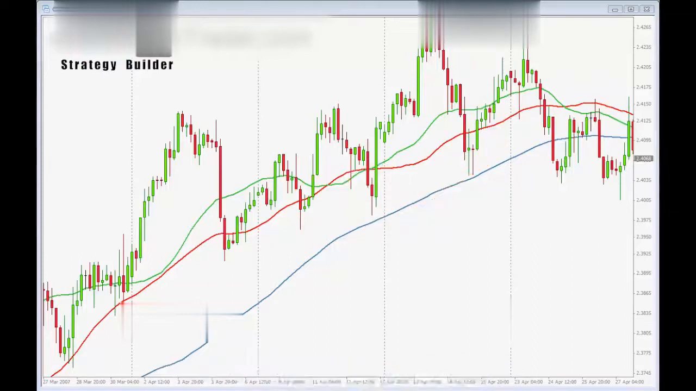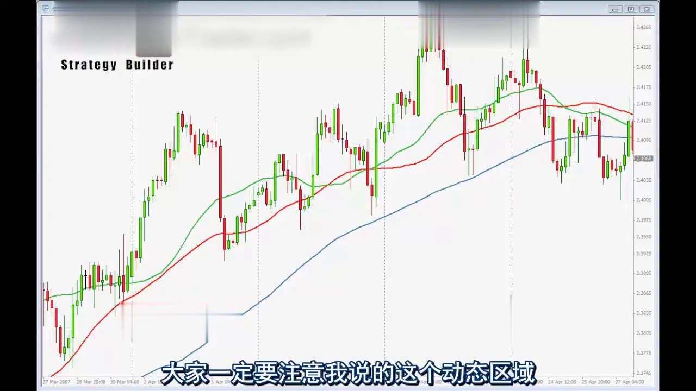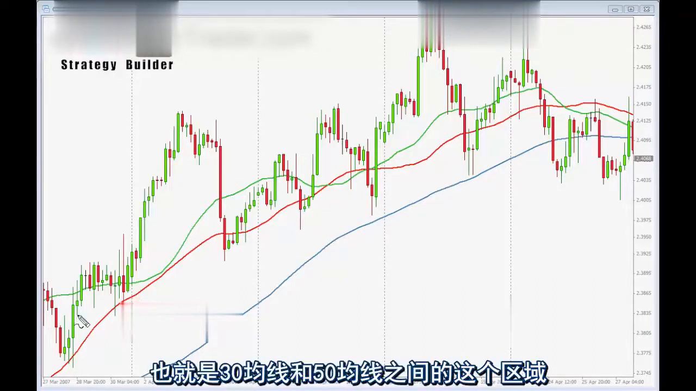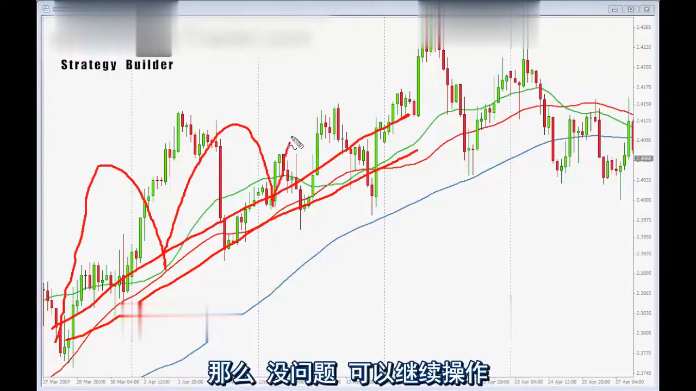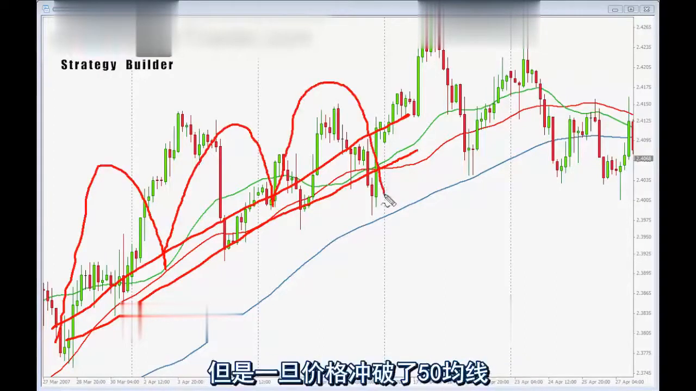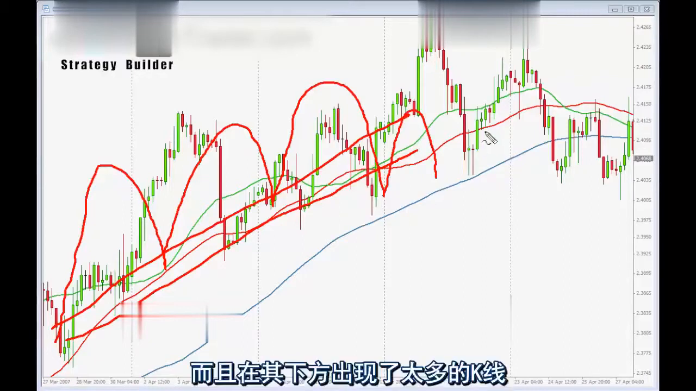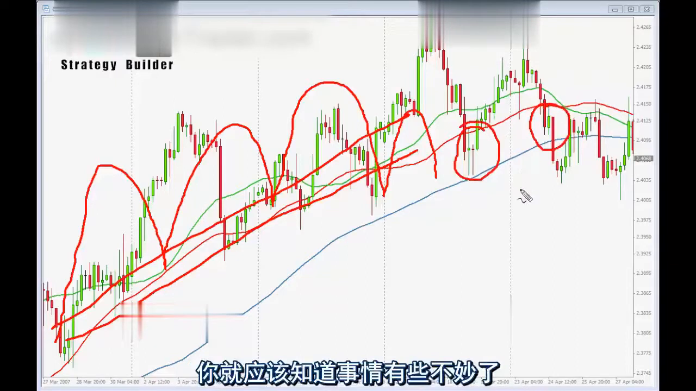All right, guys, that's all for this video. Like I say, just try to pay attention to the dynamic area, meaning the area between the 30 and the 50. If the area between the 30 and the 50 is holding the retracements, fine, you are good. As soon as you begin to see price breaching below the 50 simple moving average, getting too many bar closes below, you know that something is not quite right.